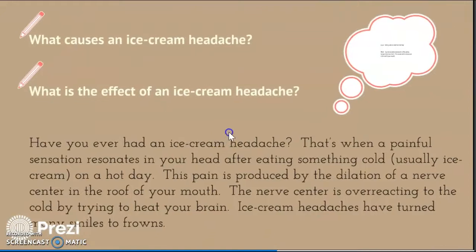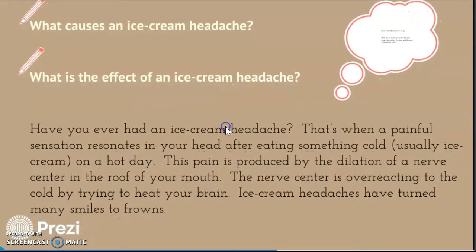What causes an ice cream headache? What is the effect of an ice cream headache? Have you ever had an ice cream headache? That's when a painful sensation resonates in your head after eating something cold, usually ice cream on a hot day.